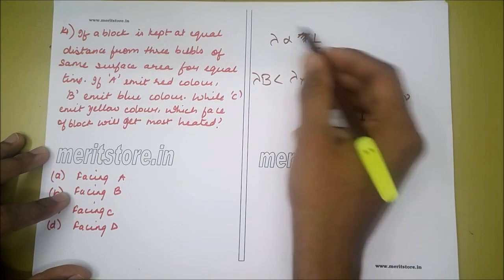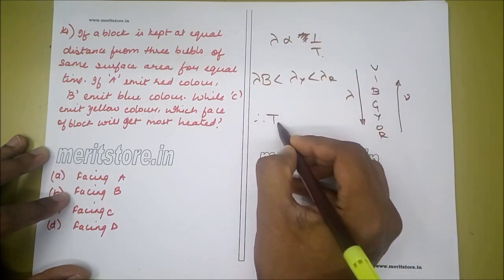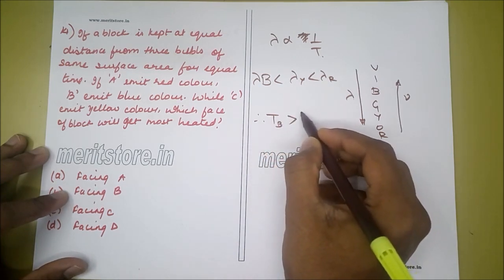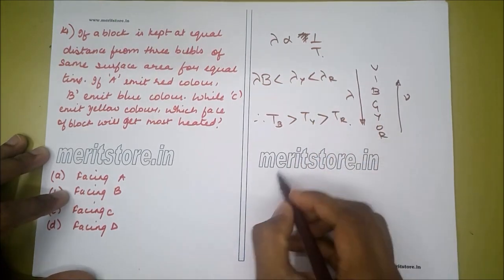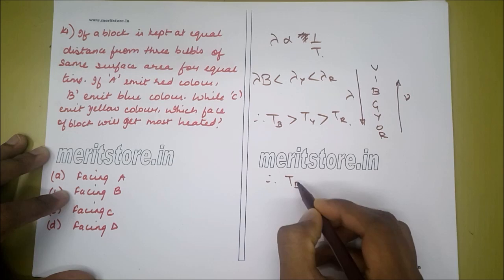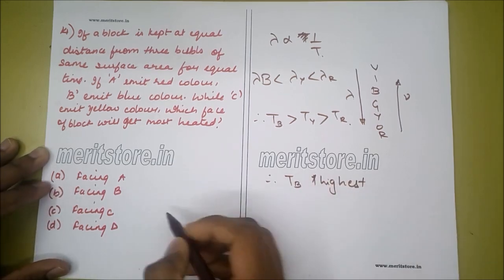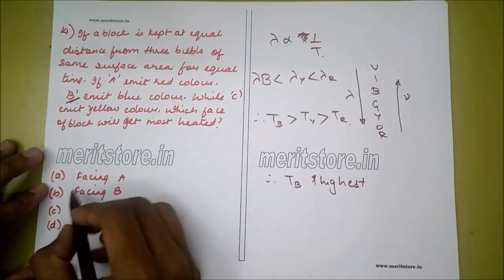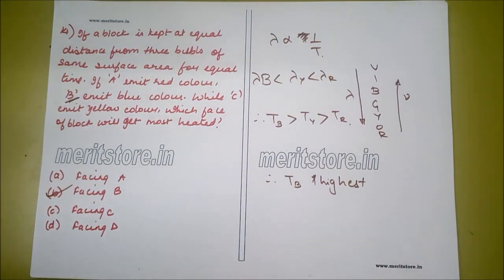Now according to this relation, we can say that the temperature of blue light would be greater than the temperature of yellow light, as compared to that of red light. So therefore, since the temperature of blue light is the highest, the side facing the blue color, that is B, would be the highest temperature. Hence option B is the correct answer.